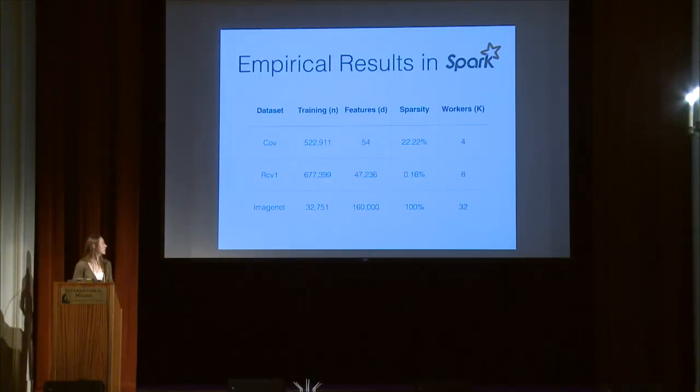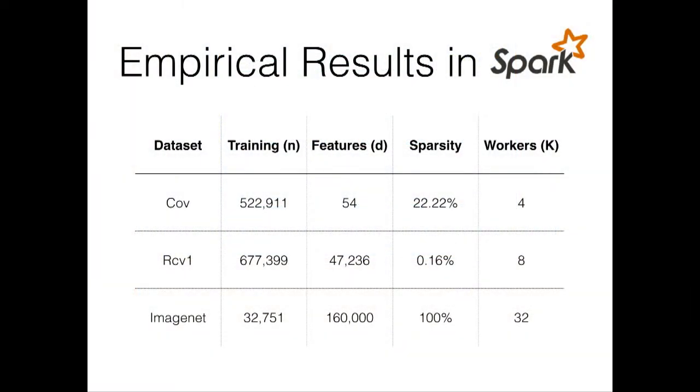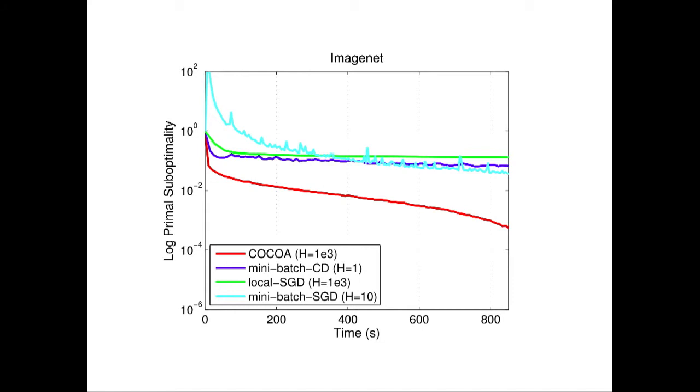So these are some empirical results in Spark. We looked at several classification data sets, and we looked at solving a support vector machine for these data sets. And these data sets differed on the number of training points, as well as the features and the sparsity. So here's an example of one of the results. This is for the ImageNet data set, which is attempting to classify images.